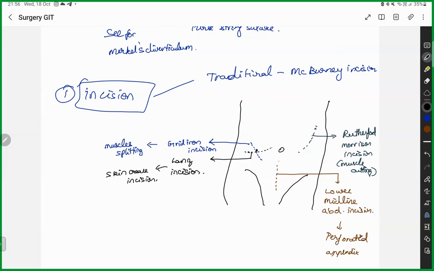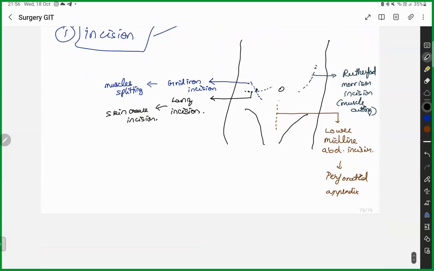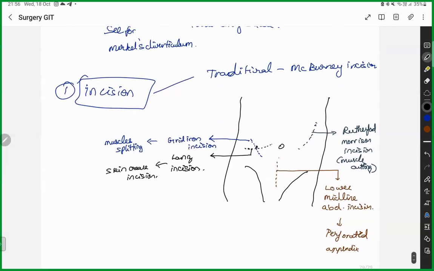So what you're going to do basically, first you put an incision. Once you put the incision, what structures does it pass through? First your skin, then your superficial layer, then your superficial fascia, then your external oblique aponeurosis, then you split the muscles, and then you reach your peritoneum.